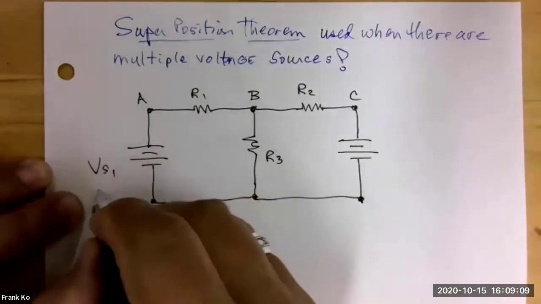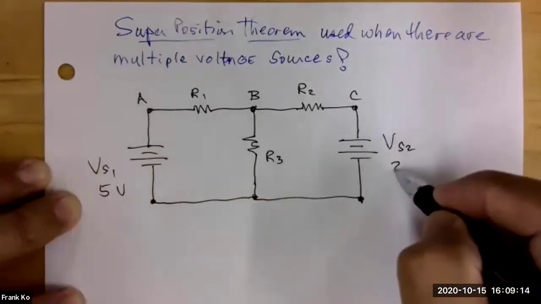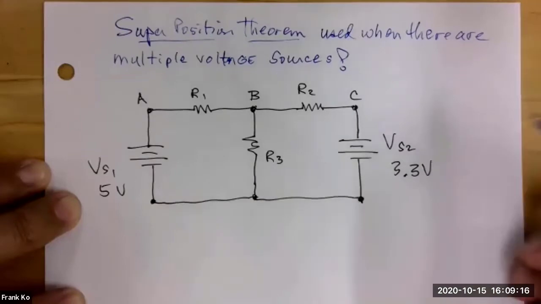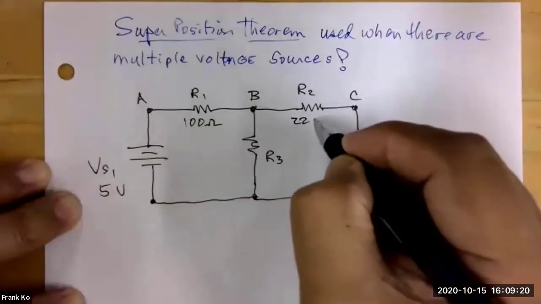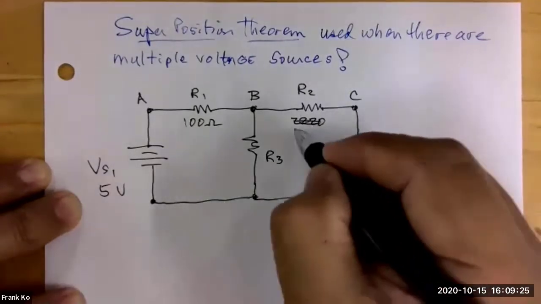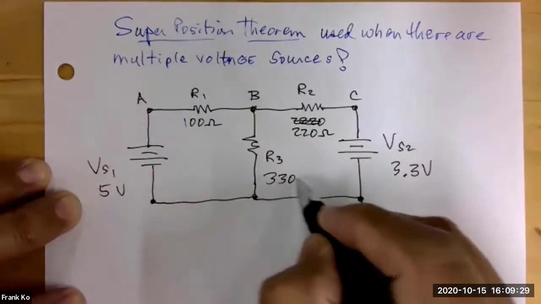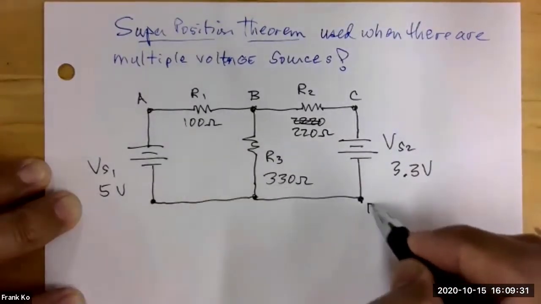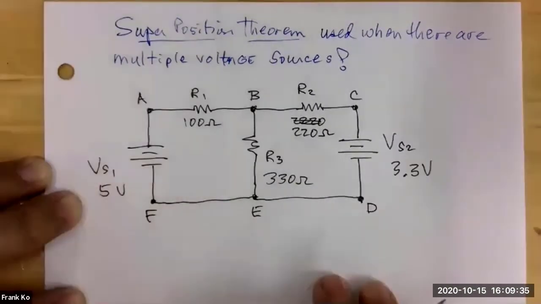And this would be VS1 for 5 volts. This will be VS2 at 3.3 volts. This will be 100 ohms. This will be 220 ohms. Sorry, 220 ohms. This will be 330 ohms. This will be a point D, point E, and point F.